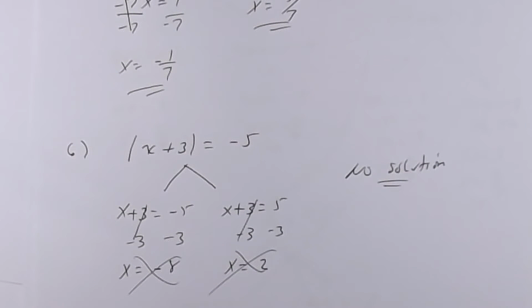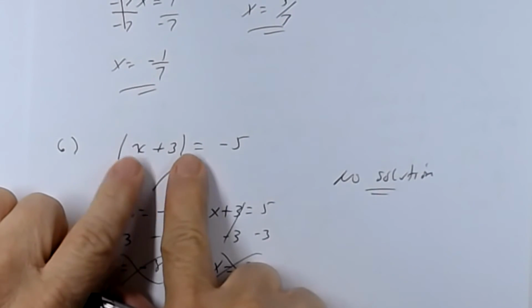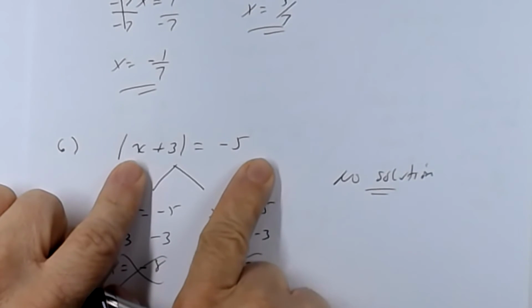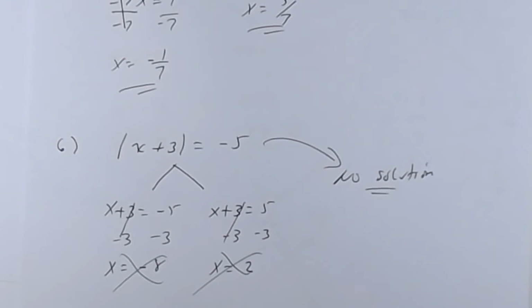But here's the idea, guys. The absolute value of a number is either going to be positive or 0. It can never be negative. So if you get to a point where you have the absolute value of an expression equal to a negative number, then right away say no solution. You don't have to do all this work.